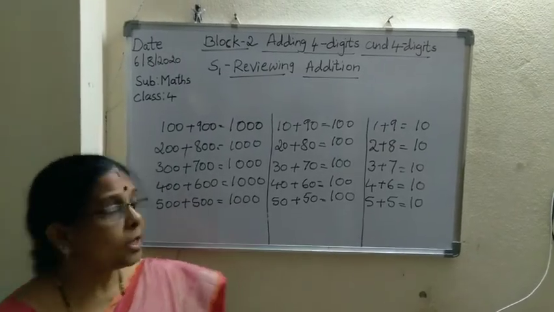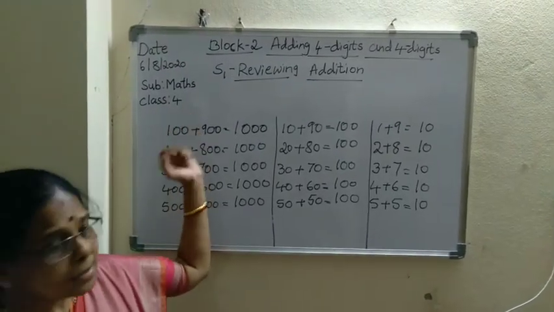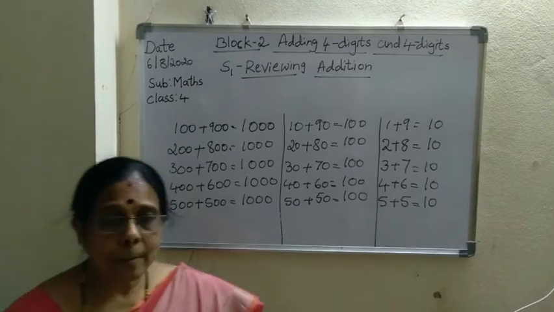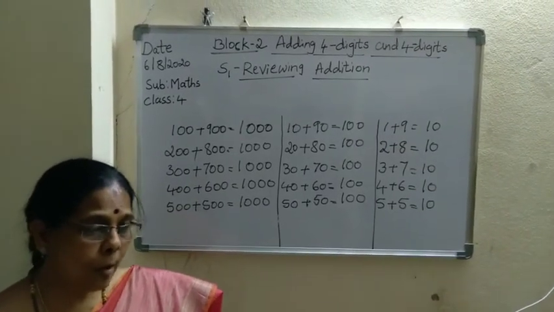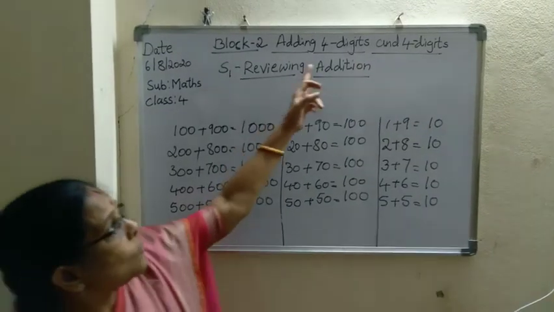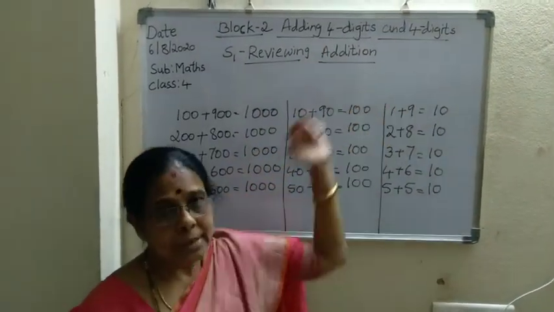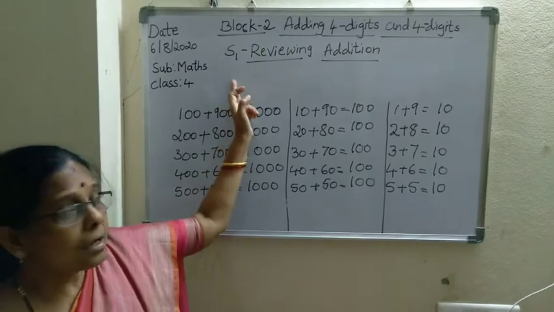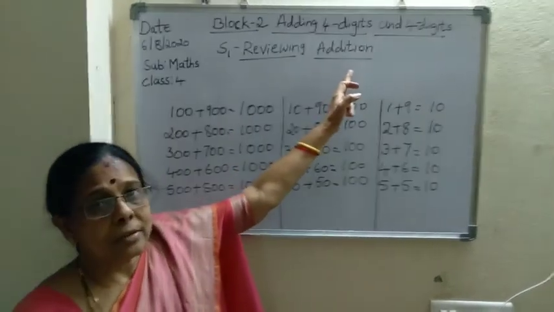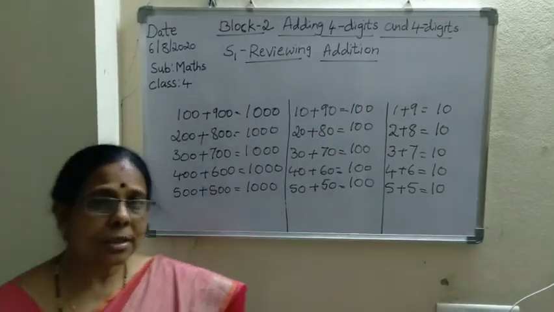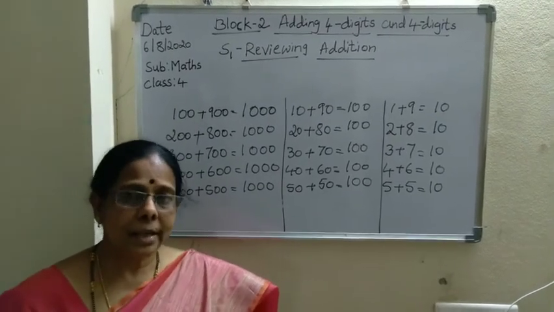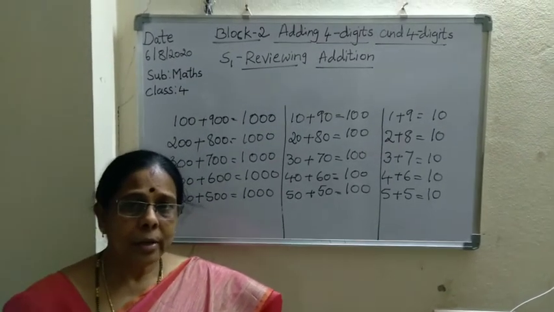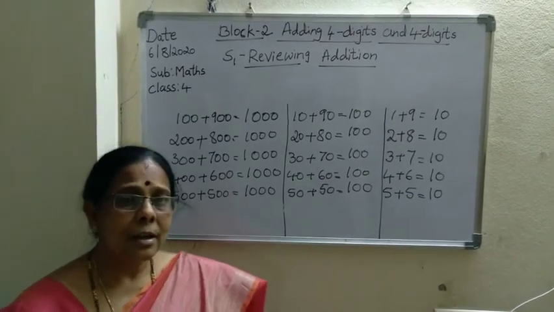Today I am going to teach you 4th class maths. We completed block 1 successfully, children. Today I am going to teach you block 2, that is adding 4 digits and 4 digits. In that, our S1 is reviewing addition. Children already know from 3rd class how to add the numbers, 2 digits and 2 digits, 3 digits and 3 digits. Okay, once again we'll revise the sums.